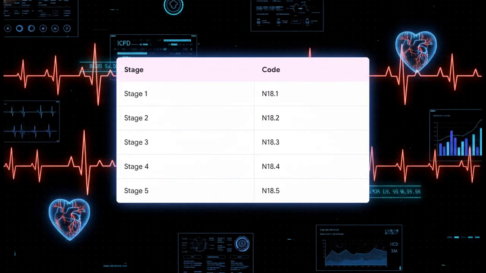When you're dealing with CKD, staging is an absolutely critical secondary step. In the N18 category, it ranges from stage 1 at N18.1, stage 2 at N18.2, all the way down to stage 5. Just using the hypertensive kidney disease code isn't enough on its own. You have to dig into the documentation and find that specific stage.